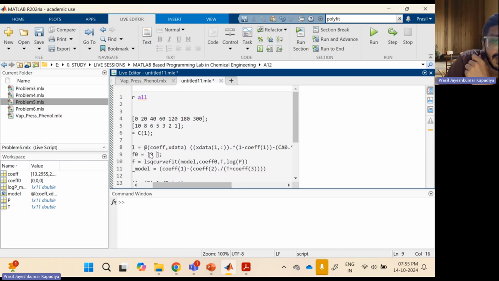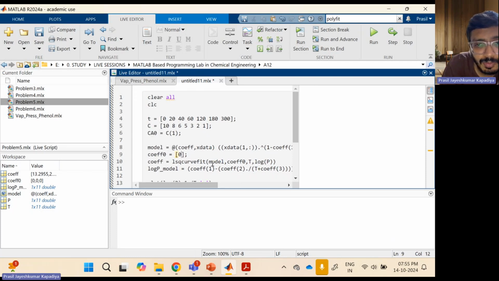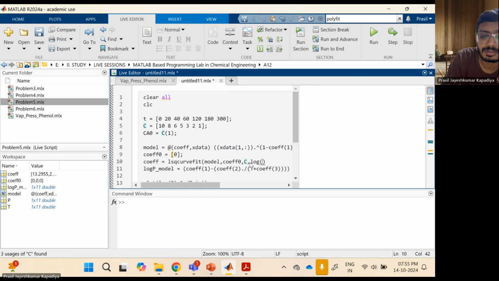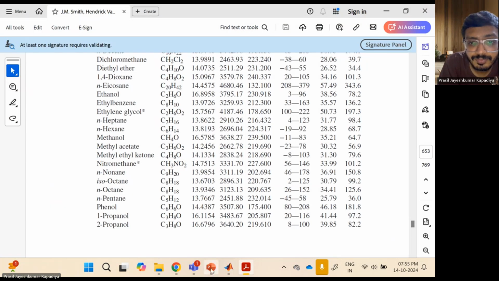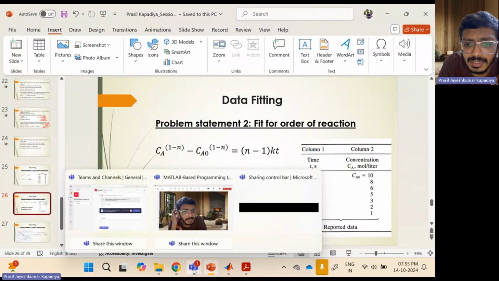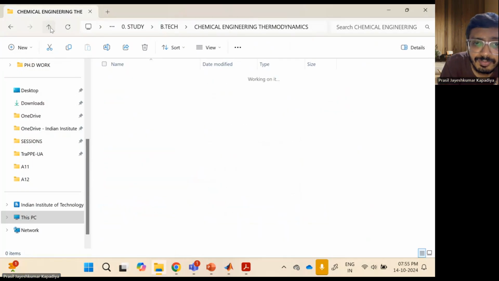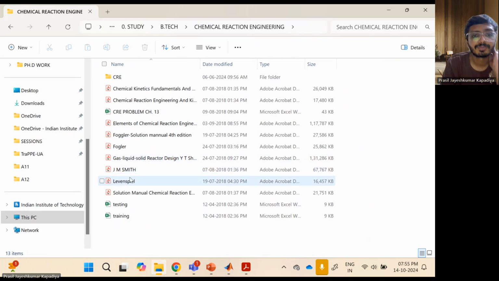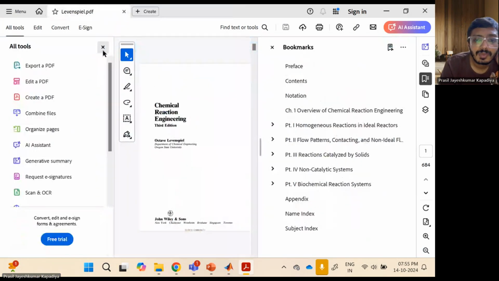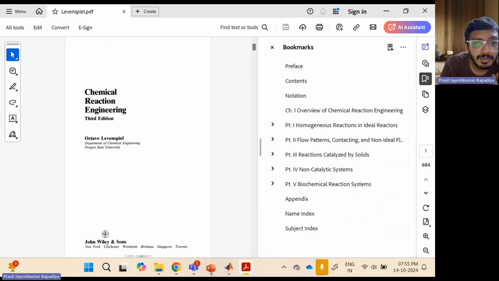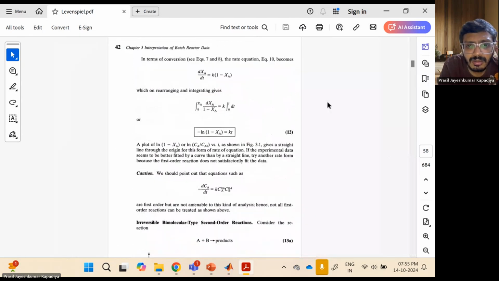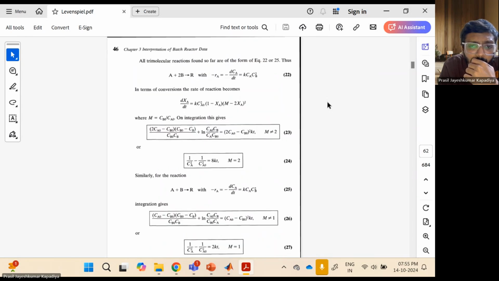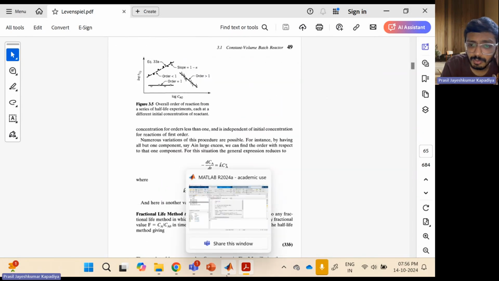Okay, my initial guess is, let's say, just 0. And I want to fit model coefficient 0 with my x-axis concentration. And it is k into t. So what is the value of k given to us? Okay, k is not given to us, so I will have to open the 11th spill, Chemical reaction engineering. What is that problem? Chapter 3, 3.1. Yeah, I guess we are also supposed to fit K.